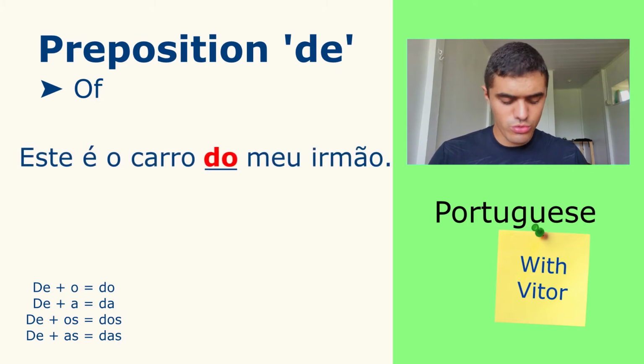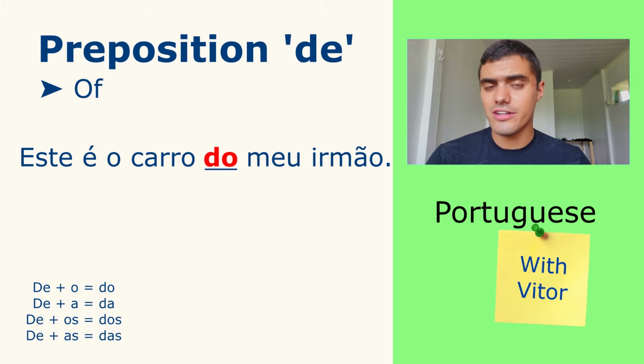Este é o carro do meu irmão. In the case I told you, this is the car of my brother. Okay? So, in this case, showing possession of, it's going to be de. Let's move on to the next one.